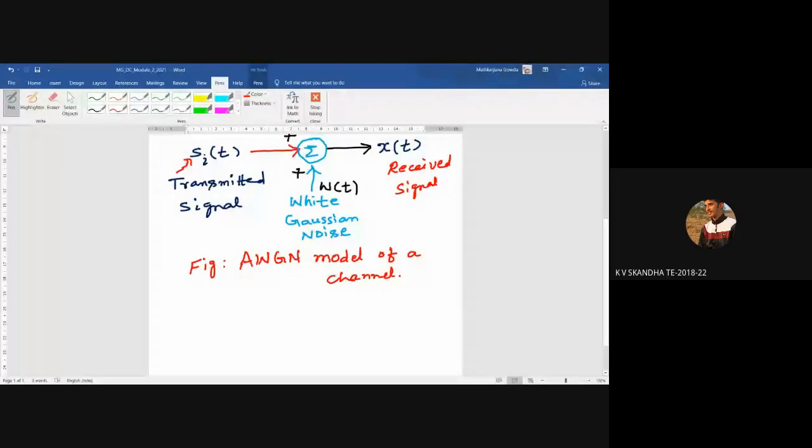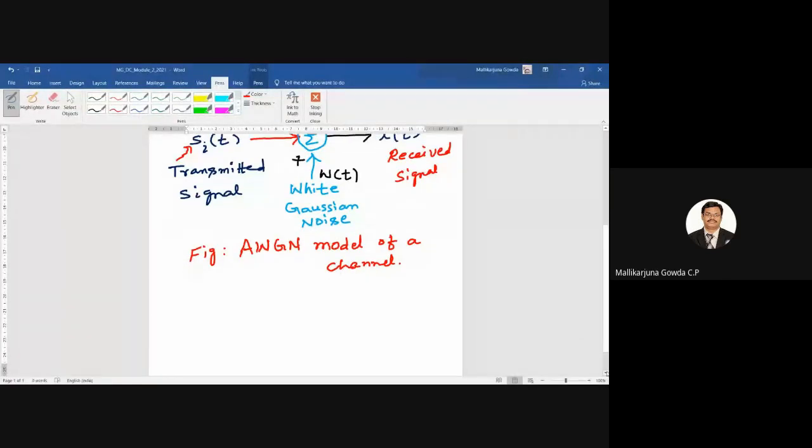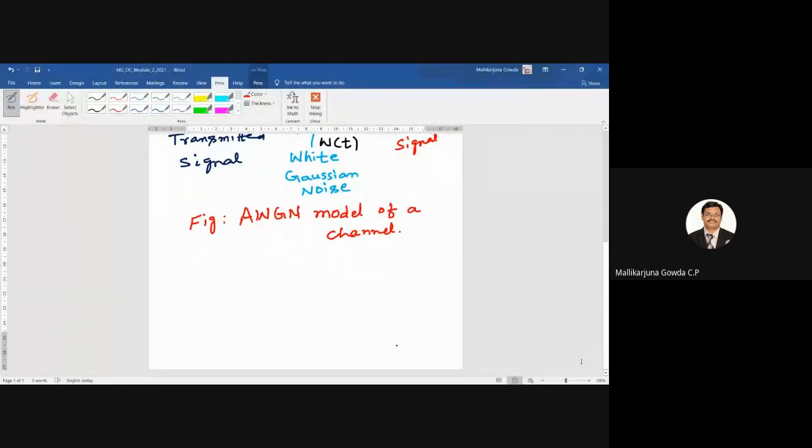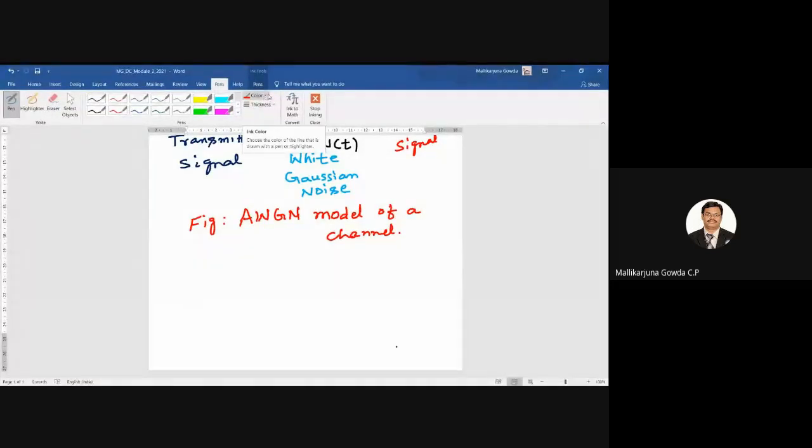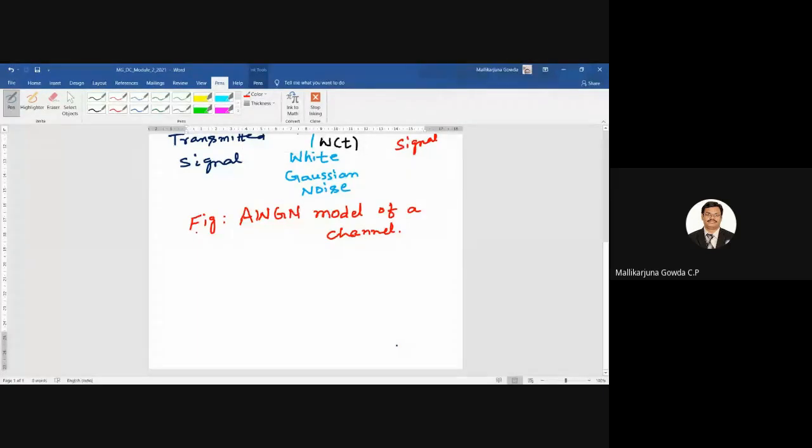Yes, sir. Please note down this. I am writing in a Word file, and I can share the PDF file of this. Not an issue. Fine. So having this knowledge, how do we write the additive white Gaussian noise model of a channel?